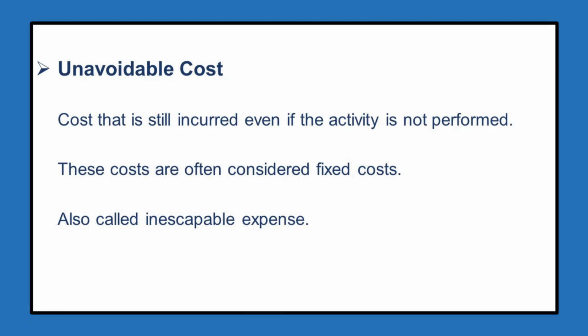An unavoidable cost, on the other hand, is a cost that is still incurred even if the activity is not performed. For example, if a manufacturing plant shuts down, its avoidable costs, that is variable costs like materials or supplies, will be zero, but it still needs to pay for idle equipment, property taxes, lease payments, etc. Unavoidable costs are those costs which under the present conditions must be incurred. These costs are often considered fixed costs. It is the cost that must be incurred under a program of business restrictions.